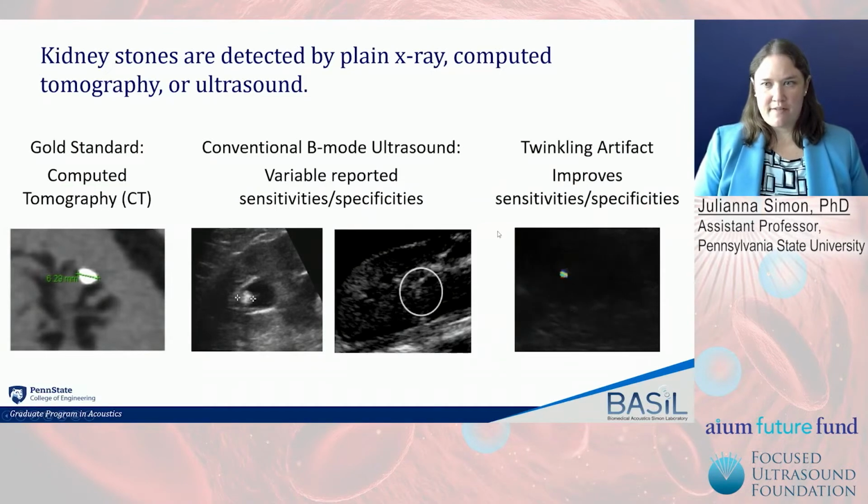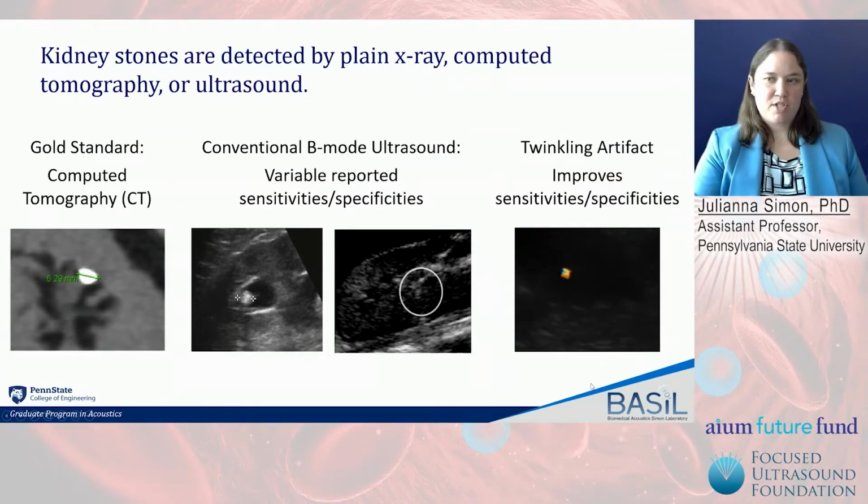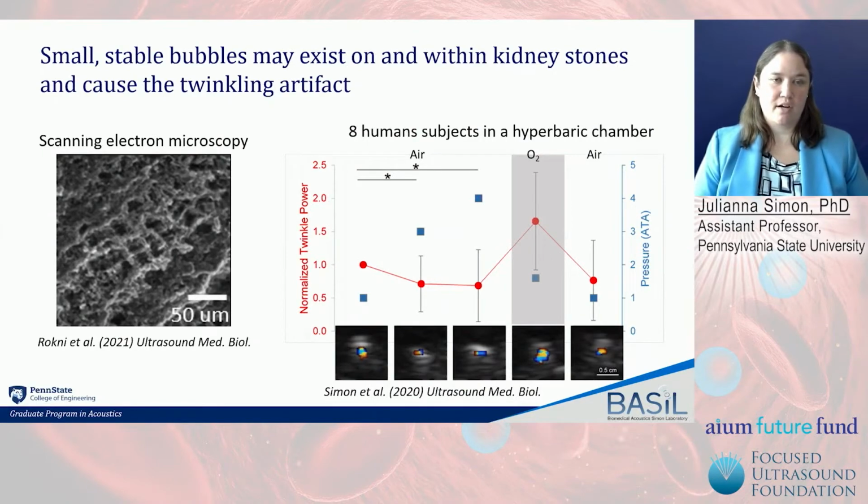That's where the twinkling artifact comes in. The twinkling artifact has been shown to improve the sensitivity and specificity to detect kidney stones. It's where the stone appears as this rapidly changing color, which makes it very easy for non-expert sonographers to detect the kidney stone. The challenge is it only shows up on about 60% of stones. So I've been doing some research to try to understand that. And that's where we came up with this hypothesis that small stable bubbles may exist on and within kidney stones and cause the twinkling artifact.